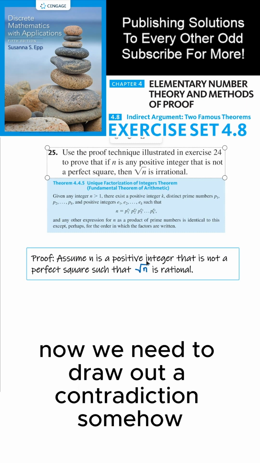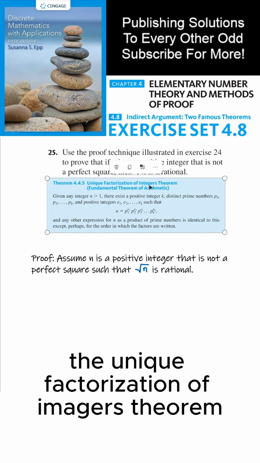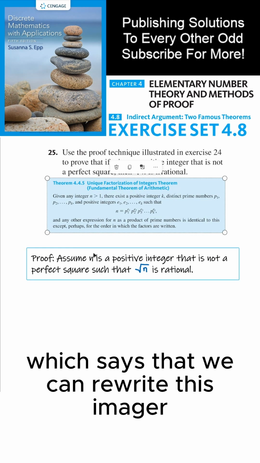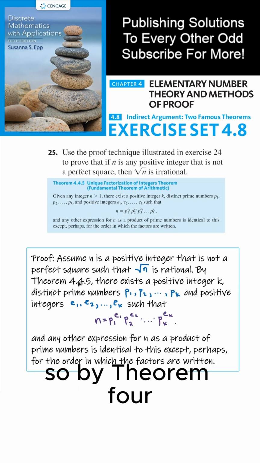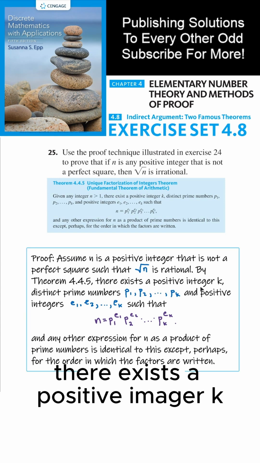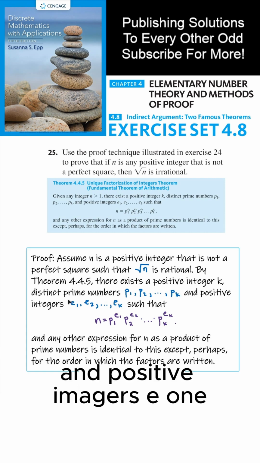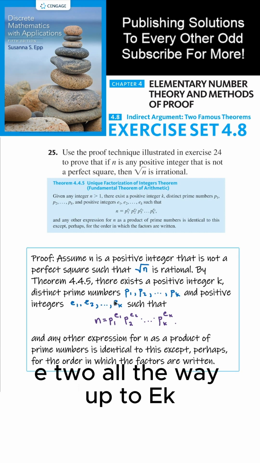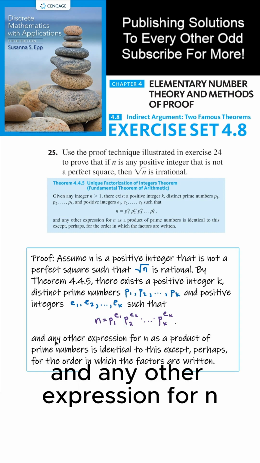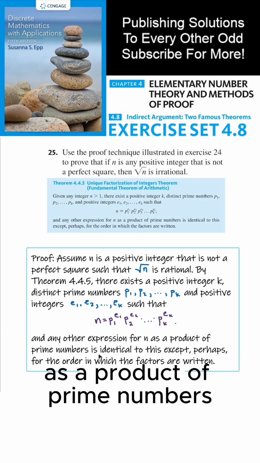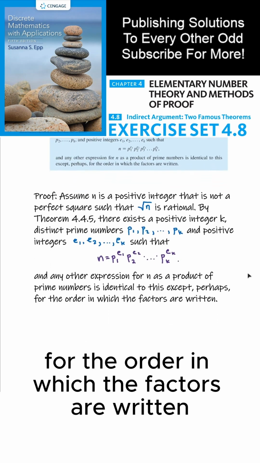Now we need to draw out a contradiction somehow. The first thing we're going to use is the unique factorization of integers theorem, which says that we can rewrite this integer n as a unique product of prime numbers. So by theorem 4.4.5, there exists a positive integer k, distinct prime numbers p1, p2 all the way up to pk, and positive integers e1, e2 all the way up to ek, such that n is a product of prime numbers. And any other expression for n as a product of prime numbers is identical to this, except perhaps for the order in which the factors are written.